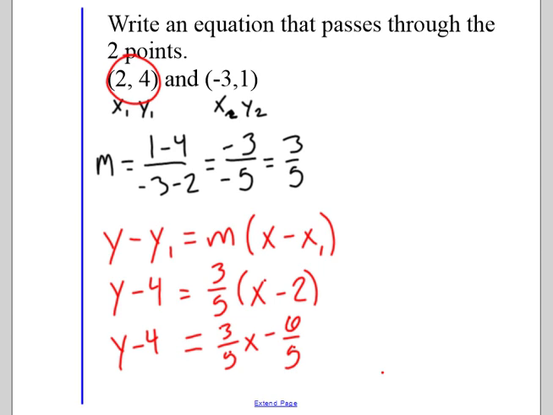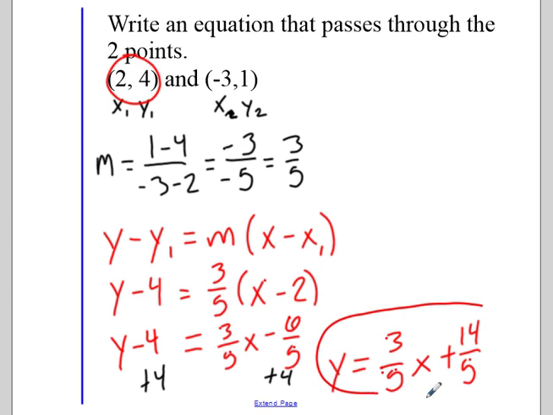My last step is to add 4 to both sides, so that my final answer ends up being y equals 3 over 5x, and -6 over 5 plus 4 is positive 14 over 5. And there's my final answer.